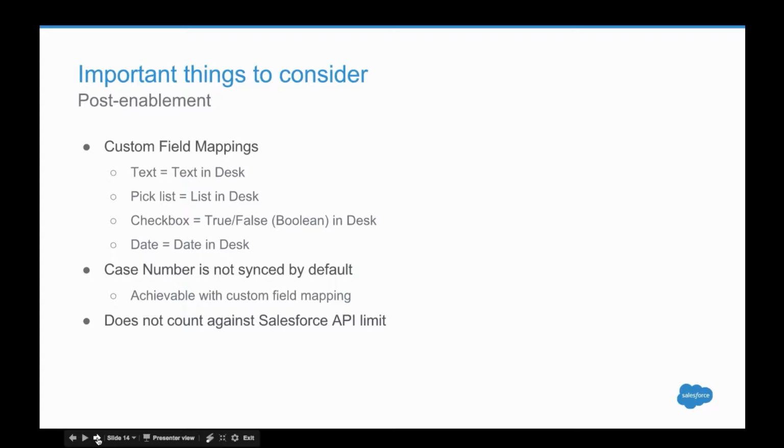And our case number is not really synced right now, so the workaround to that would be to create a text type field and populate it with what you would with the number field, and then sync it over as a text field into Desk.